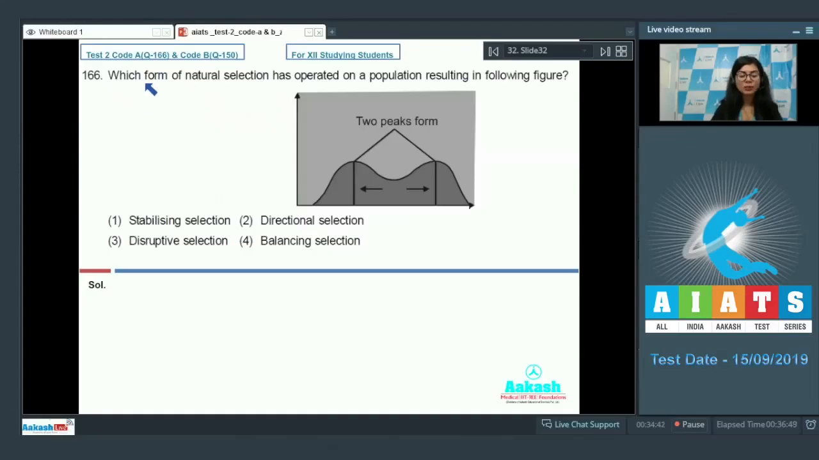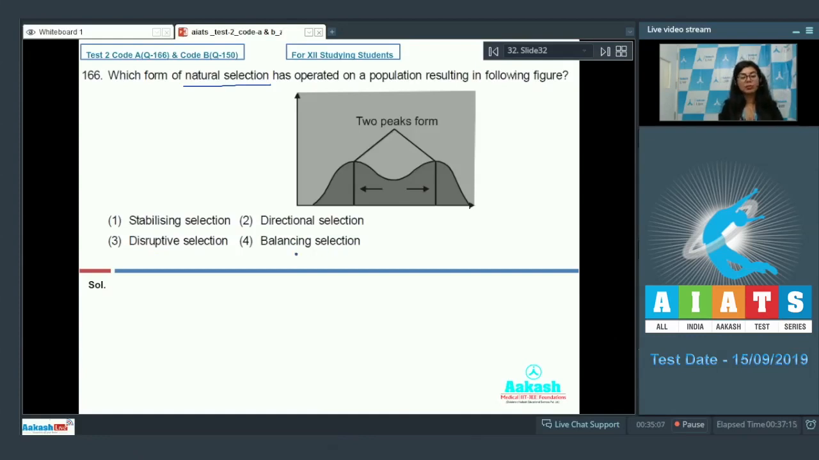Question number 166. Which form of natural selection has operated on a population resulting in the following figure? We need to know which kind of selection has taken place which gives rise to these two peak forms of natural selection. Stabilizing selection, directional selection, disruptive selection, or balancing selection.